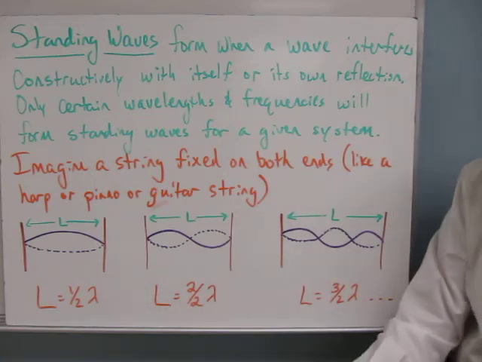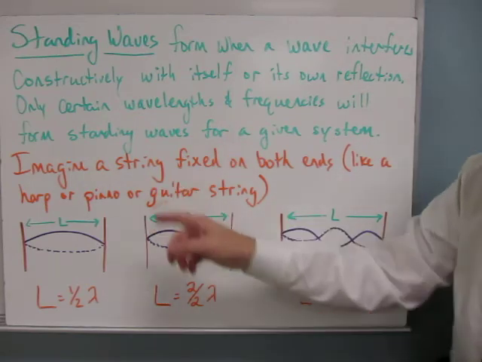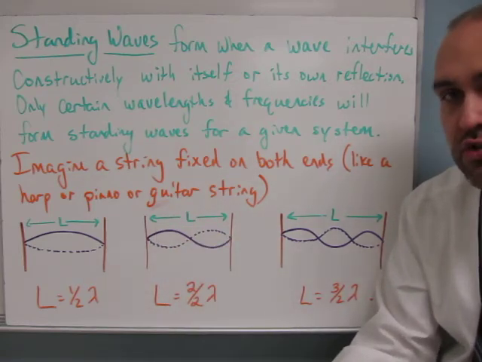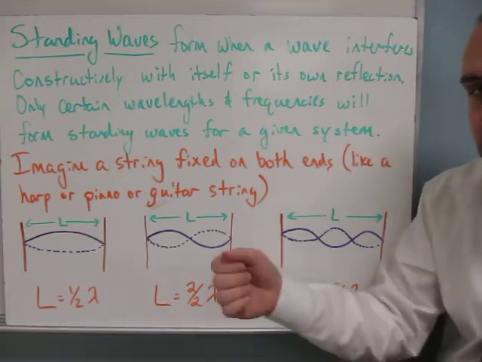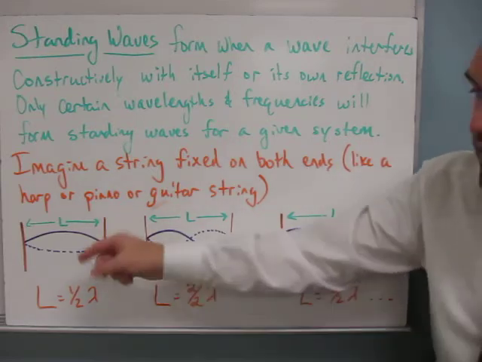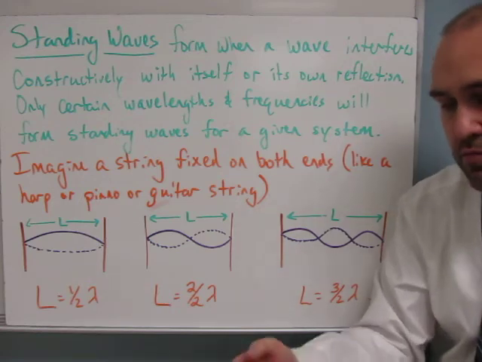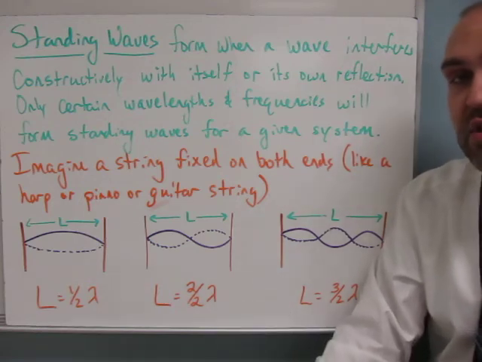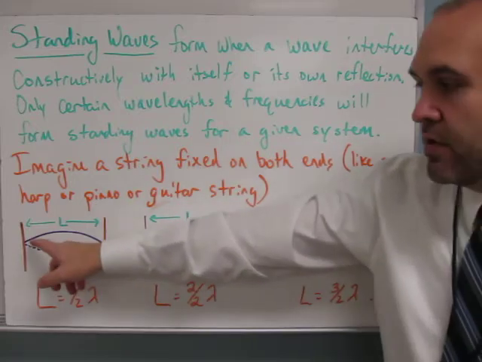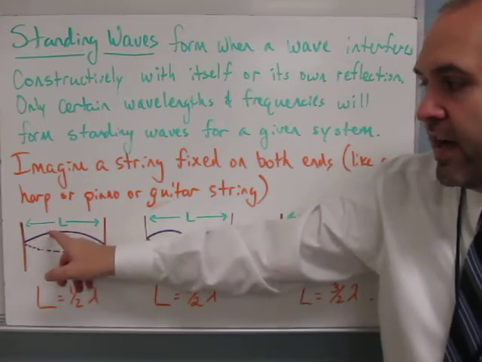The first system I'd like to talk about is just a string that's fixed on both ends. That could be a piano string or a guitar string or a harp string, but it's fixed on both ends, it can't move. And if you pluck that string gently, what you'll find is that the simplest standing wave pattern that can form on that string is when you get one big fat antinode.